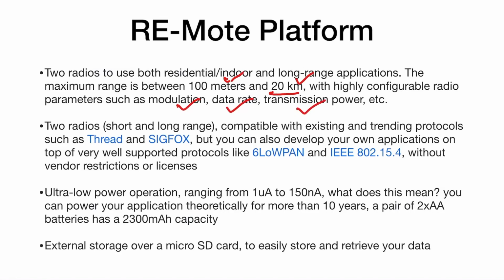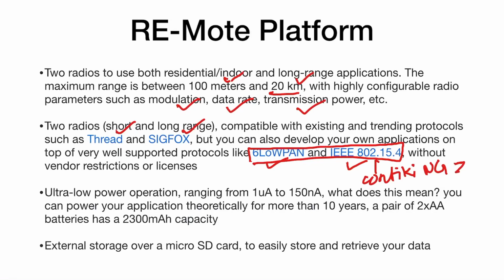Then the two radios are compatible with existing and trending protocols such as Thread and Sigfox. You can also develop your own applications with 6LoWPAN and IEEE 802.15.4. This is what we are going to see in our applications in Contiki. Please be aware that Contiki-NG for Zoul will mainly be in terminal mode. So you have to experience everything in terminal mode with a native compiler. Okay, that we will see.